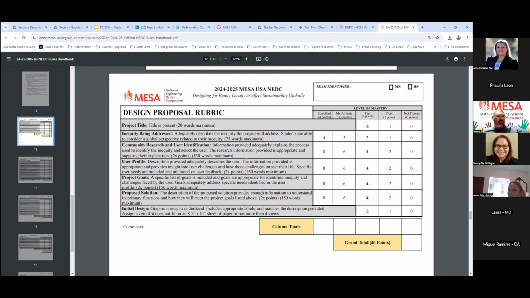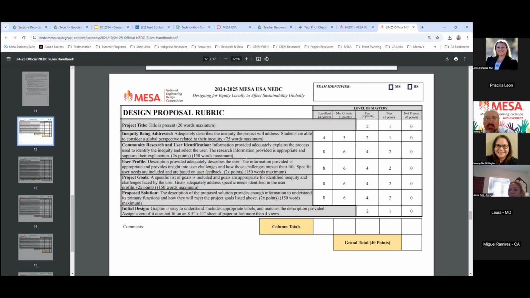So the project title and the graphic are pretty low points because they're fairly simple pieces. But the other ones, right, does it adequately describe the inequity the project will address? So all these really touch on whether the students have clarity on what they're doing, right? Did they identify that inequity, or did they just kind of brush through that quickly, like, okay, we want to help these people, and we think they need this, but they didn't really do any research into it, right?